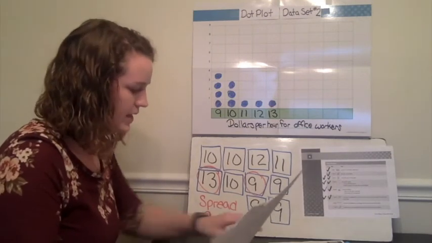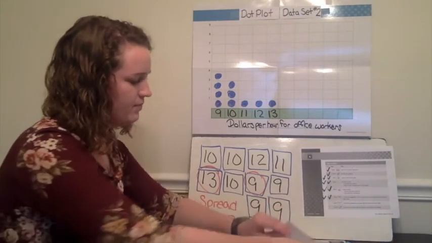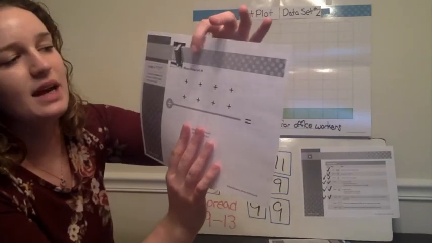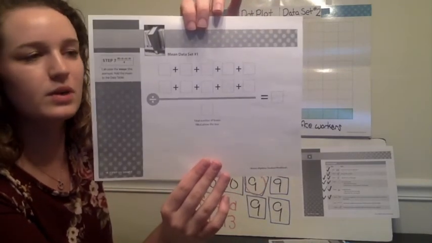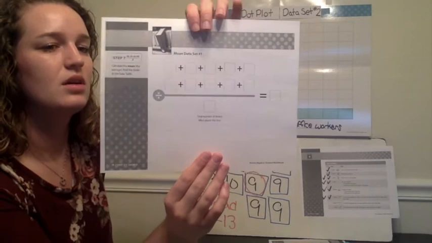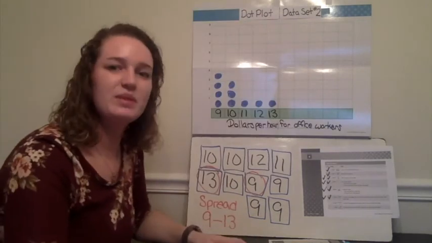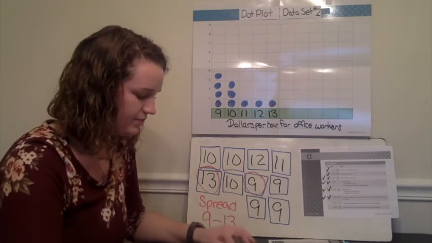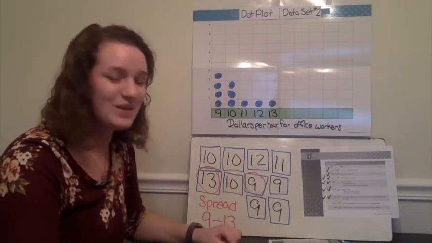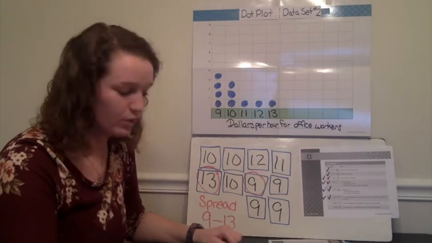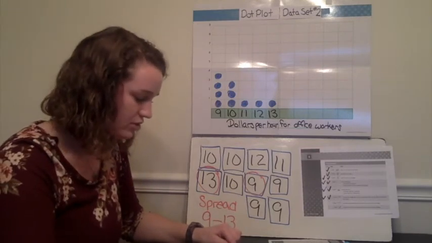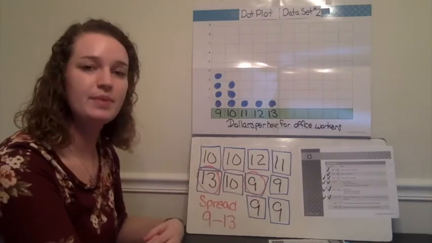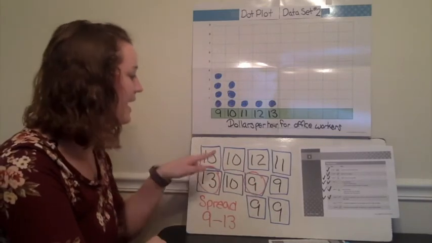Okay, go to the next page, page 18. Should say mean data set number 1. We're going to calculate the mean. Do you guys remember what the mean means? The mean. It means the average. Average is another word for it, mean or average. And that means we have to add up all of our numbers on here and then divide by how many we have.